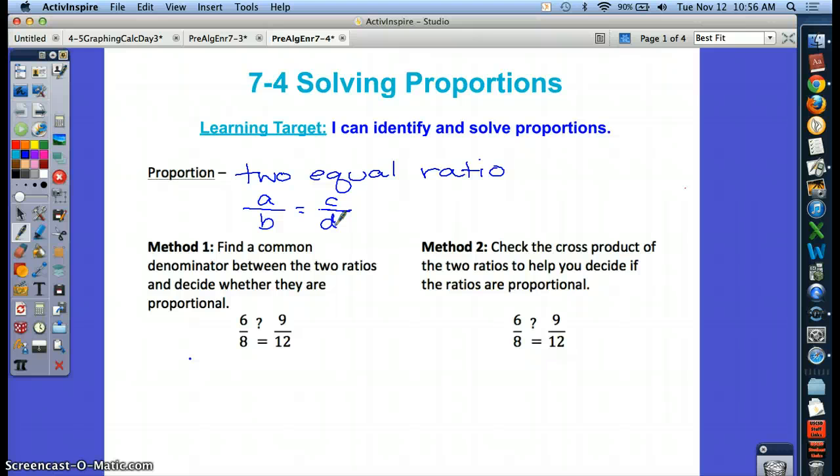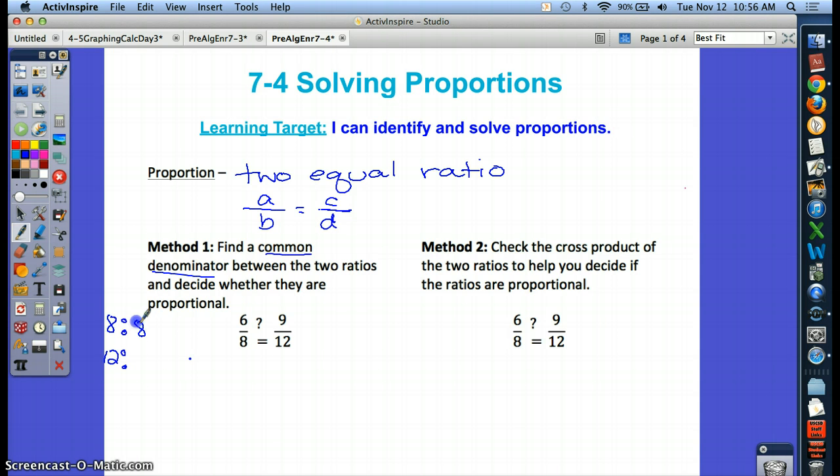So let's look at this. If I have 6/8 and I'm comparing that to 9/12 and I want to know, does this make a proportion? Are they proportional? Are the ratios equal is all I'm asking. So one way is to find a common denominator. So common denominator between 8 and 12, maybe it might help you to list out the multiples of each and find where they overlap. This is called the least common multiple. You don't have to show this, but it may help.